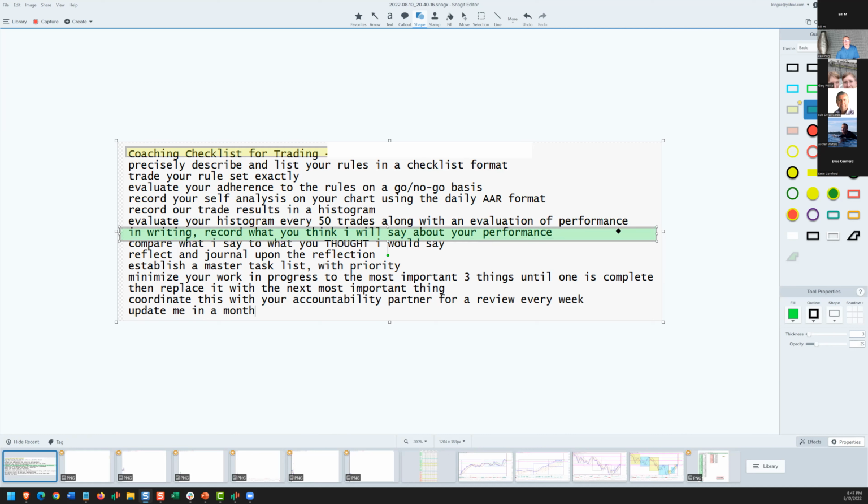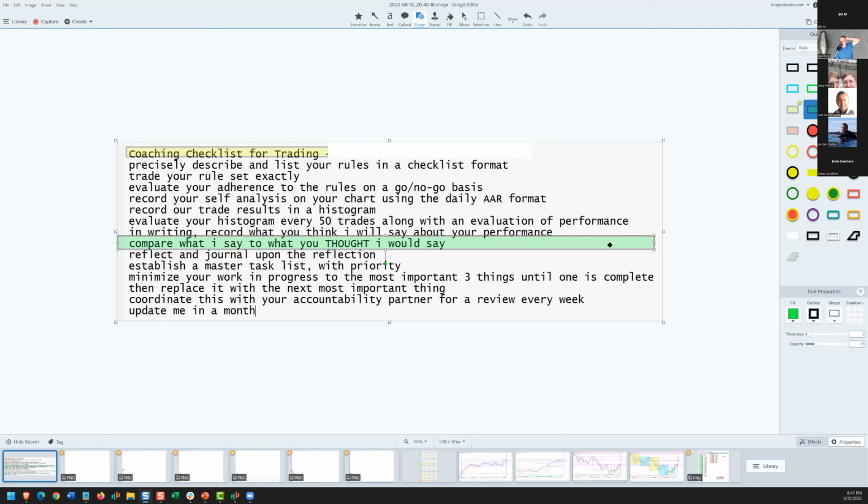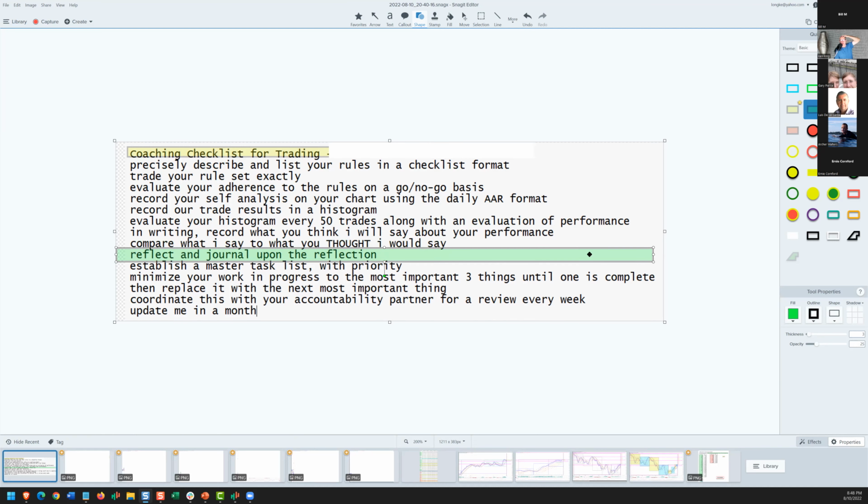Then while you're preparing your analysis, in writing, record what you think I'm going to say about your performance and your histogram. So, or whoever your coach is, you're going to anticipate what it is we're going to say. Can you look at your own performance through a neutral coach's eyes? And then, when you listen to what I do say, compare what I say to what you thought I would say, looking for similarities and differences, omissions, and additions. Then reflect and journal in writing upon that reflection as you think about that sequence.